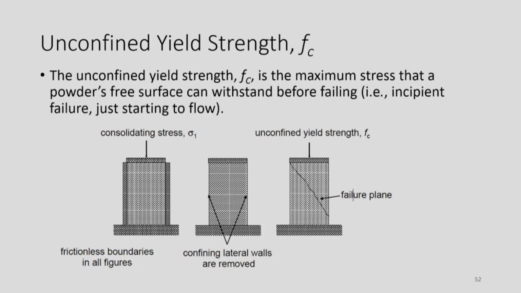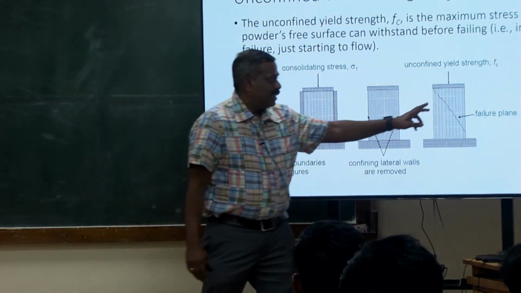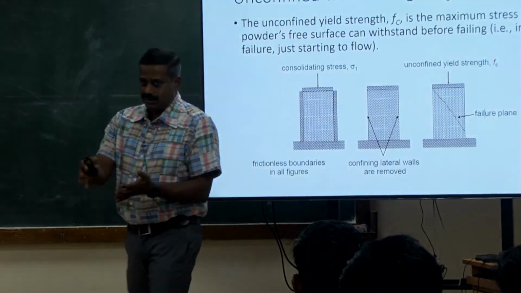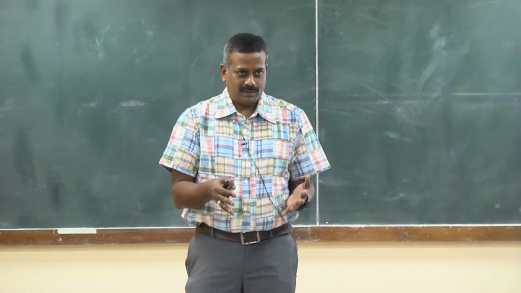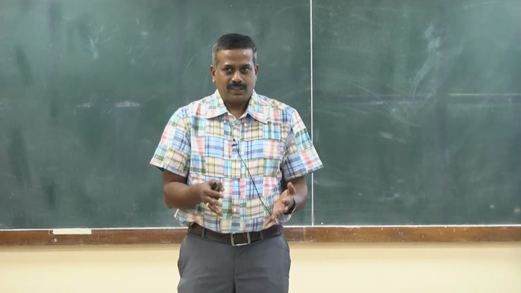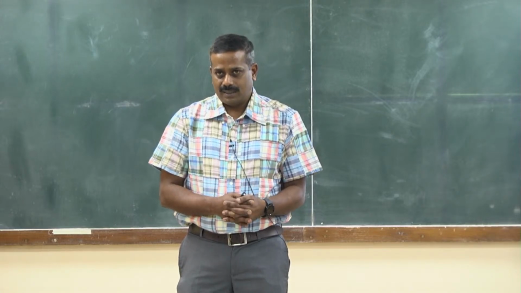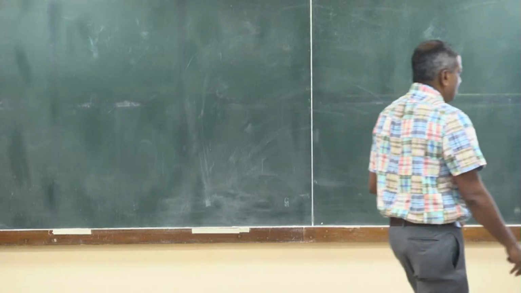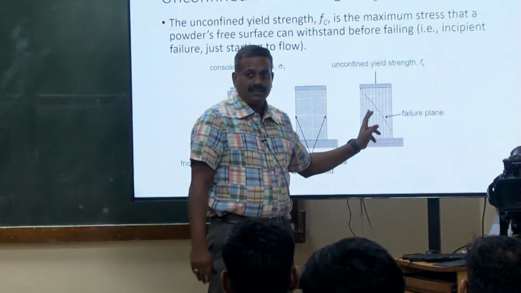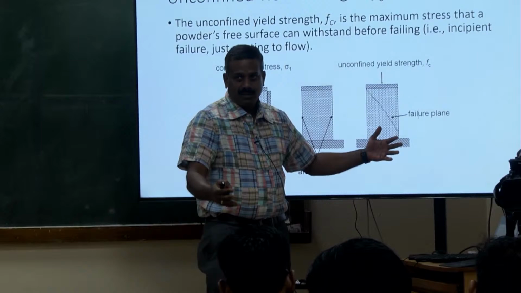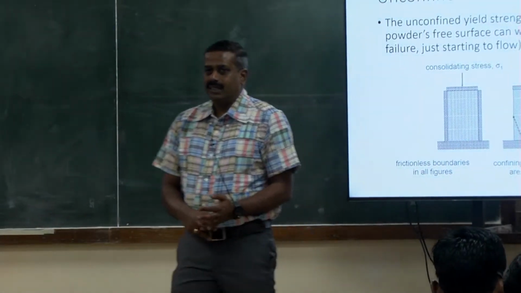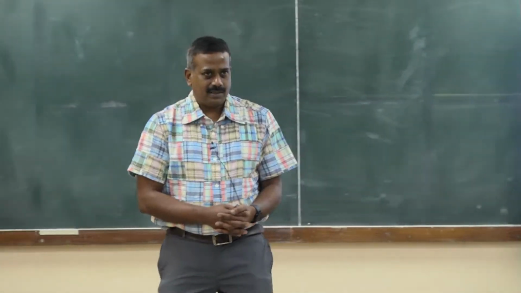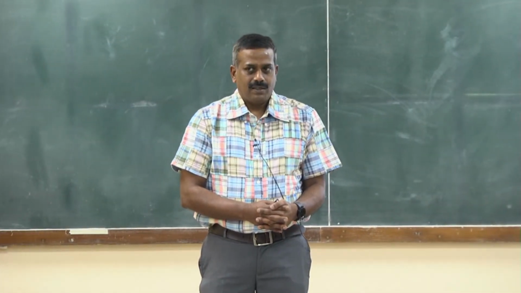So you compact the powder, and then apply additional stress so that it breaks and it flows. The breaking indicates flow of the powder. So that's called the unconfined yield strength. Unconfined means, again, the powders are not confined on the side, so they are free to flow. And then yielding, the pressure at which it yields or flows, is called the unconfined yield strength. Is it clear?